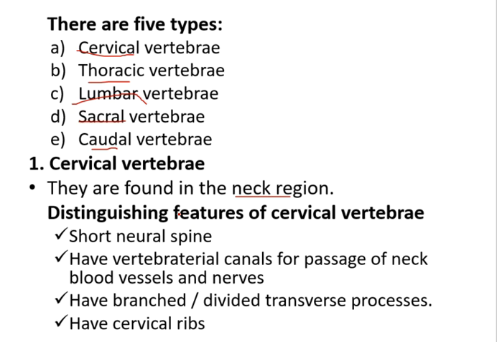And the distinguishing features of cervical vertebrae, the first one, they have a short neurospine, then they have vertebraterial canals, and these vertebraterial canals allow passage of neck blood vessels and nerves. Then they have branched or divided transverse processes, and they have cervical ribs. Those are the unique or distinguishing features of cervical vertebrae.